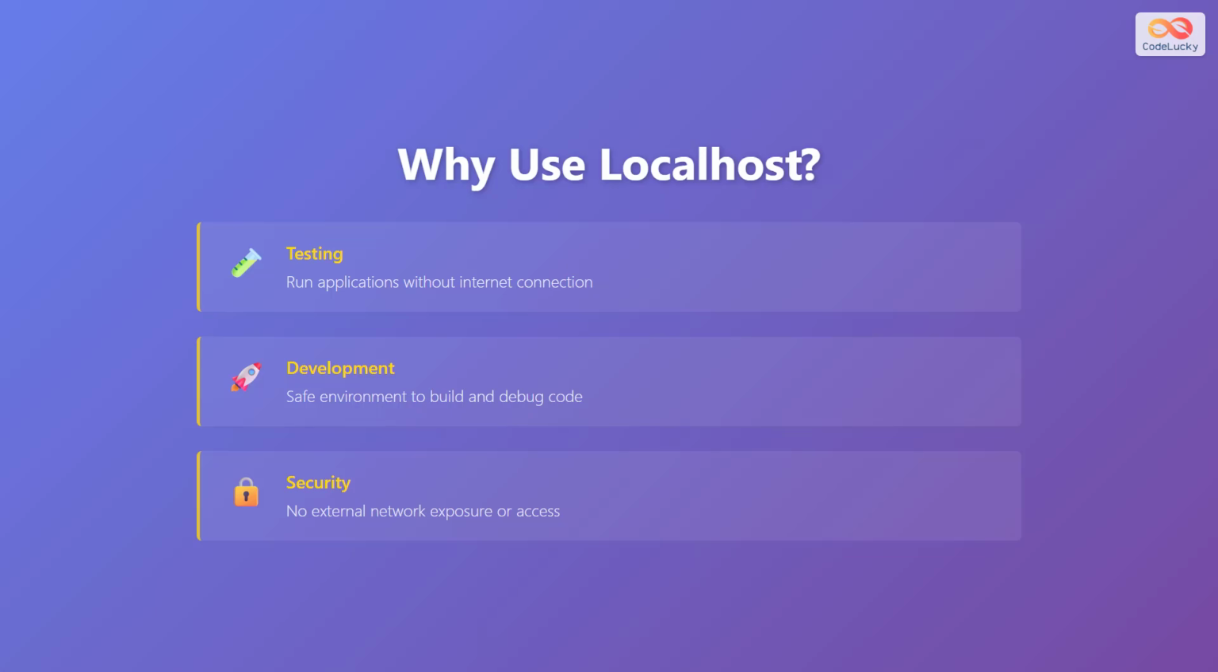Localhost serves three main purposes. First, it allows you to test applications without needing an internet connection. You can run and test your code entirely on your own computer. Second, it provides a safe development environment where you can build and debug code without any risk of affecting external systems. Third, it offers complete security because nothing running on localhost is exposed to external networks or accessible from the internet.